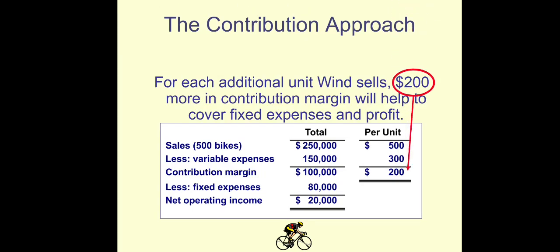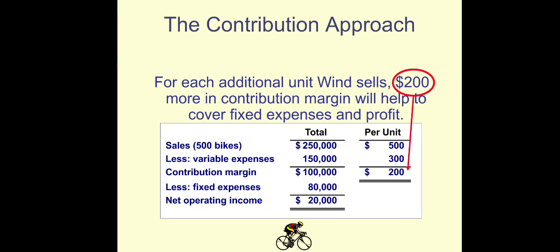So this is also explaining the contribution margin. See here, for each additional unit Win sells, $200 more in contribution margin will help to cover fixed expenses and profit. Okay, I think you can understand this. The name of this business is Win Bicycle Company or something. The product is bicycles. This business sells bicycles.